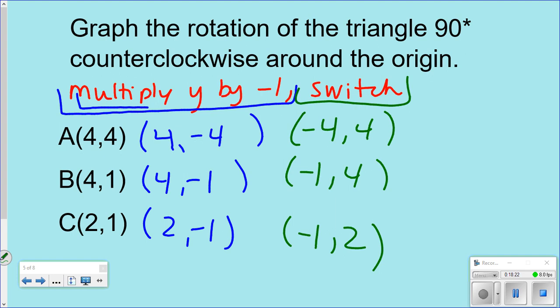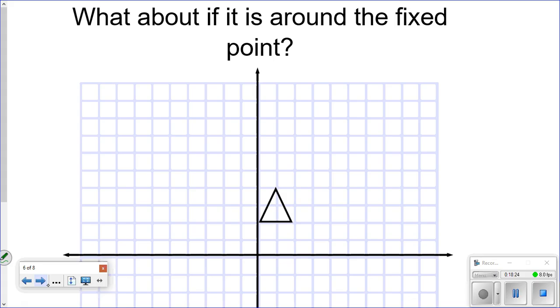Okay, so now I told you before that we're also going to have to go around and fix points. This is the hardest thing to do because there's no rules for it. The reason there's no rules is that at least the origin is going to be there on every single graph, but we don't know what point it's going to tell us to turn it around. That's why there's no rule for it. So we actually have to think about it a little bit.